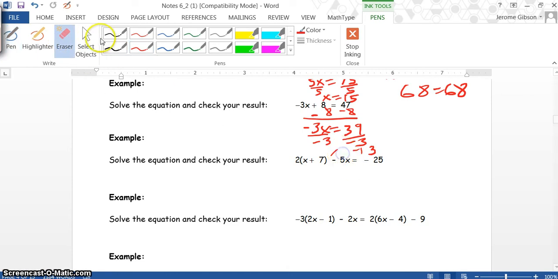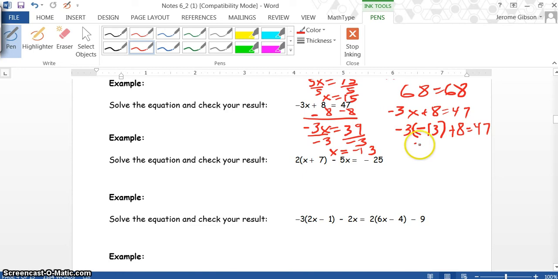Now that we know that x is negative 13, we will go back and substitute in negative 13 into this equation. So we have negative 3x plus 8 equals 47. So negative 3 times the negative 13. We'll substitute in negative 13 for x plus 8 equals 47. Negative 3 times the negative 13 we know is a positive 39. Plus 8 equals 47. 39 plus 8 is 47. And 47 equals 47.